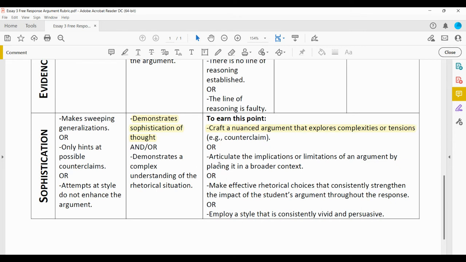You also may be able to place this argument into a broader context, explore that rhetorical situation in more detail, and provide a very different view on this prompt or a very different approach to this prompt. Does that mean it's easy and you will automatically get your sophistication point? No. I just would say that it is slightly easier.